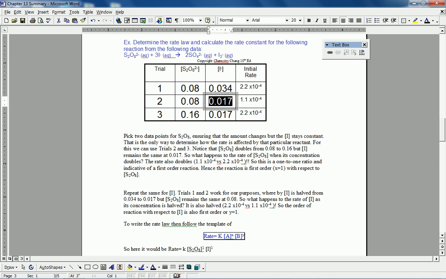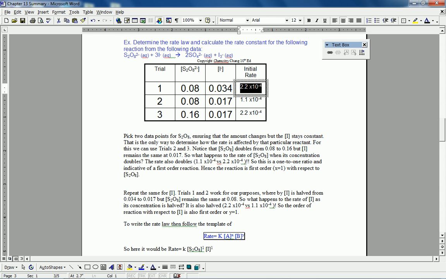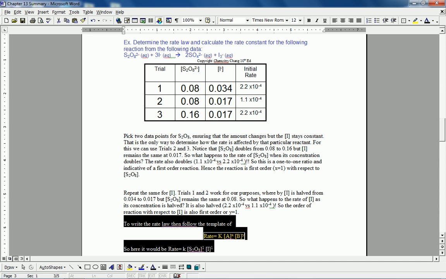So we halved the concentration of I minus. What effect did that have on the rate? Initial rate was 2.2 times 10 to the minus 4, and lo and behold, it has dropped by 1/2 to 1.1 times 10 to the minus 4. So we halved the concentration of I minus, and the rate also was reduced by a factor of 1/2. So again, it's a 1-to-1, or a directly proportional relationship. That means that the order of the reaction with respect to I minus is also 1, and the exponent in the rate law for I minus will also be 1. So if I was to rewrite the rate law down here, this is what it would be.